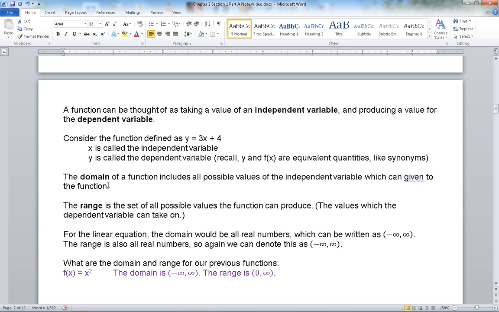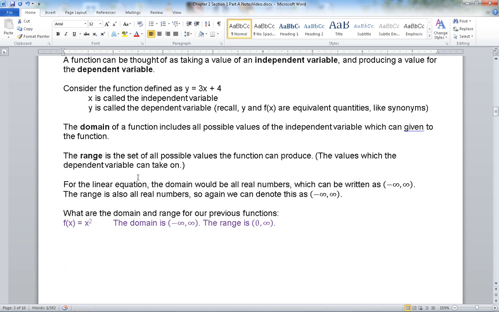Now the domain of a function just includes all the possible values that the independent variable, or the x variable, can take on. So what values can I give the function and actually get a correct outcome, or be able to do a calculation? The range of a function is the set of possible values that the function can produce. So you've got to consider all the possible values for the input, or the domain of the function, and what are the possible values that could be produced if you went through the entire domain of the function.